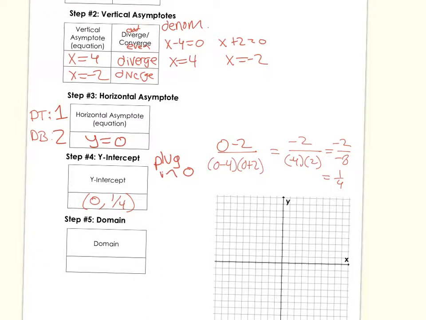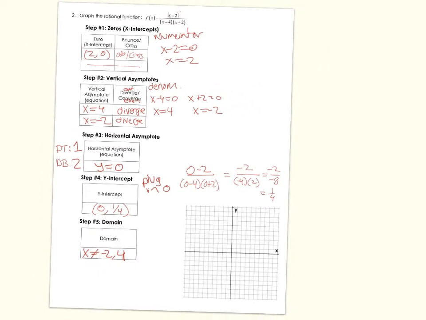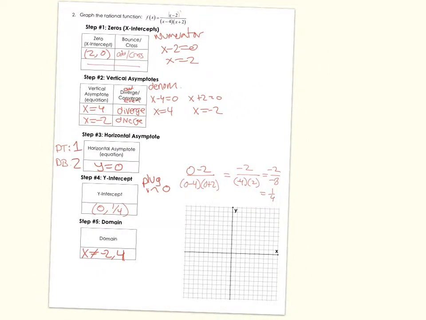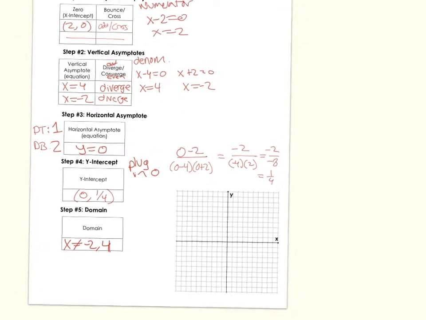So there's two of them this time, so we say x can't be negative 2, comma 4. Those are the two values x is not allowed to be, because if we plug those two numbers in, we get 0 on the bottom, and you can never divide by 0. Alright, we're good to go now. Now we can graph everything.